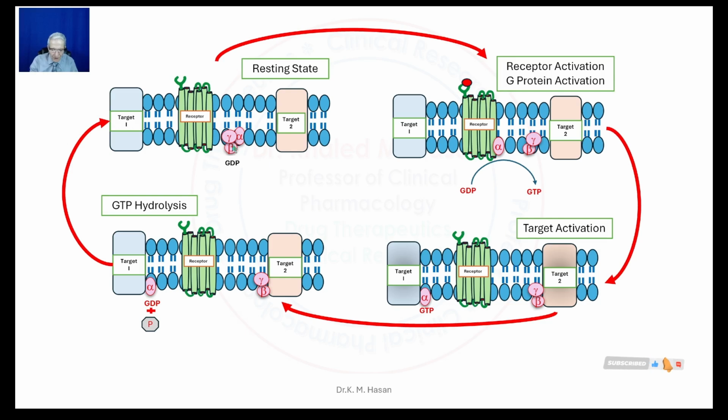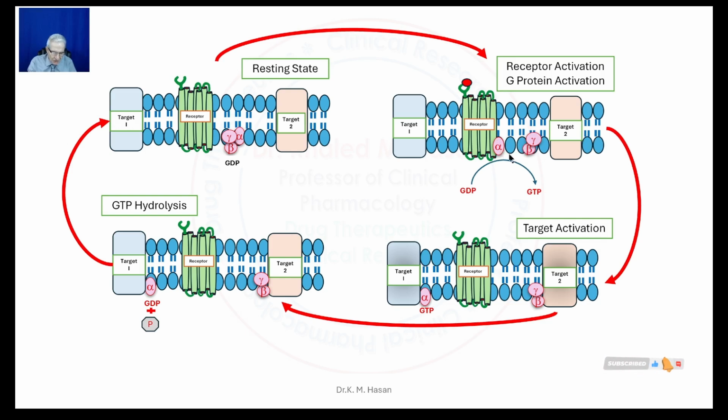That will consist of three subunits, alpha, beta, and gamma, and it's not bound to any component, any receptor or target here. Okay, when you prescribe medication or drug or agonist, when this medication binds to the receptor, you can see the medication, the agonist here. When this agonist binds to the receptor, this will activate the receptor.